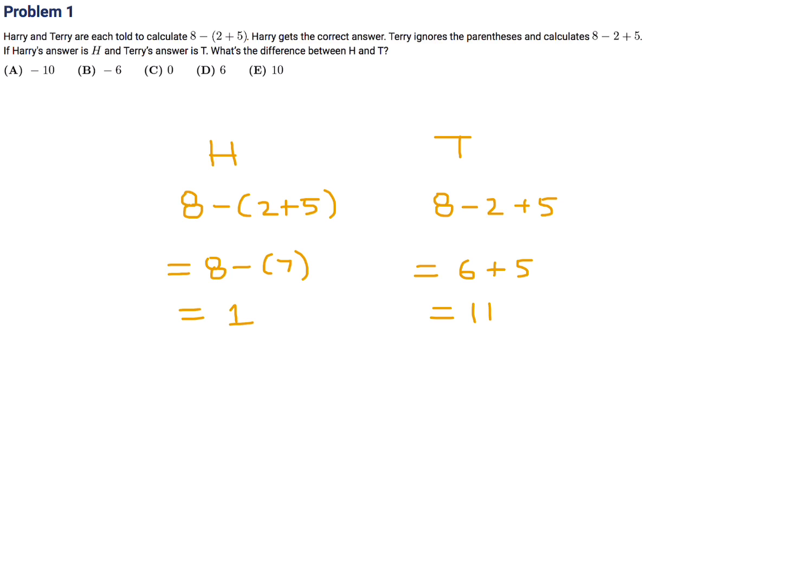So those are the two answers, and they want you to find H minus T. Well, H minus T is 1 minus 11, so that's negative 10. So the answer to number 1 is A.